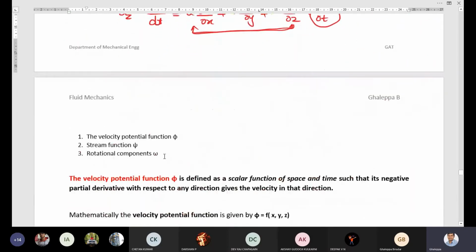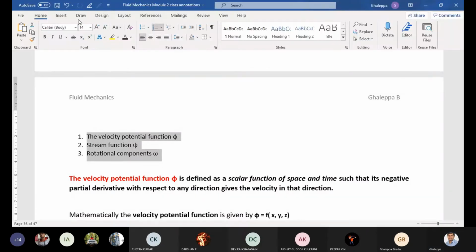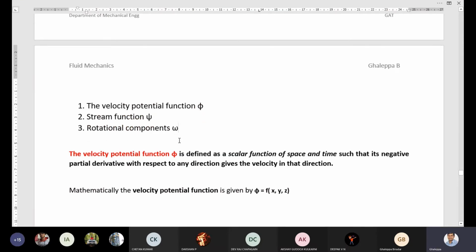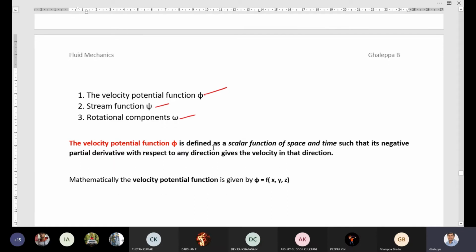What I am going to teach you today is the velocity potential function, the stream function, and rotational components in x, y, and z direction. The velocity potential function is the first one, the stream function is the second one, and the third one is rotational components. Dear students, these are new topics which you have not studied in the previous course. One by one we will study them in detail, and it is important.